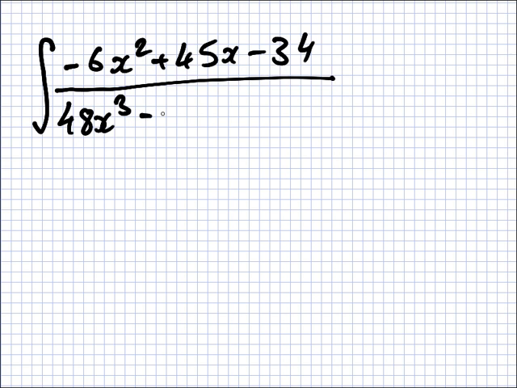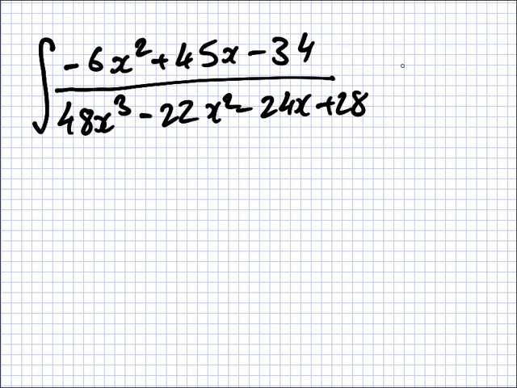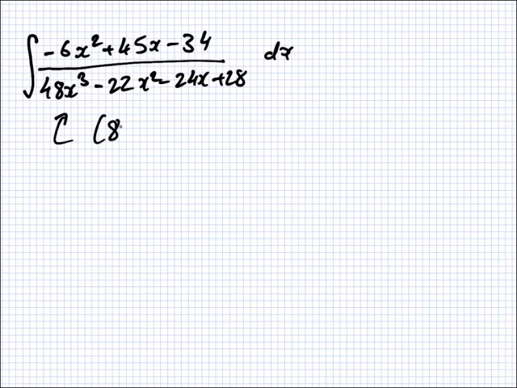Integrate (48x cubed minus 22x squared minus 24x plus 28) dx. Okay, so first things first, we want to try and factorize that cubic. Is there one or how many factors? One. Just the one factor. So 8x plus 7.